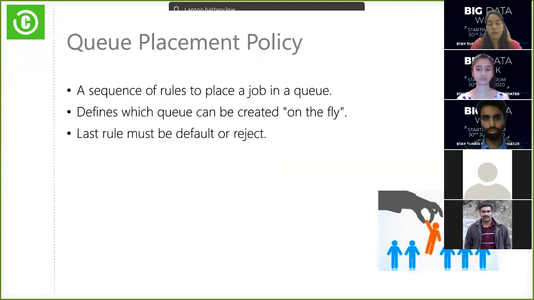Next, the queues have been discussed and everything has been decided. Now the last thing: a job has been submitted, so which queue will that job go to? This is actually what is done by the queue placement policy. It is a sequence of rules which places a job in a queue.